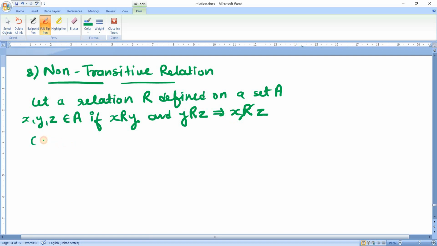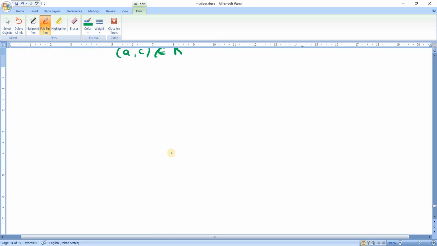So let's say if there are three elements A, B and C, and if we see that in the relation R, A comma B exists and in the same relation R, B comma C exists, but A comma C does not exist in R, then this relation will be called a non-transitive relation. Now let's see one example.